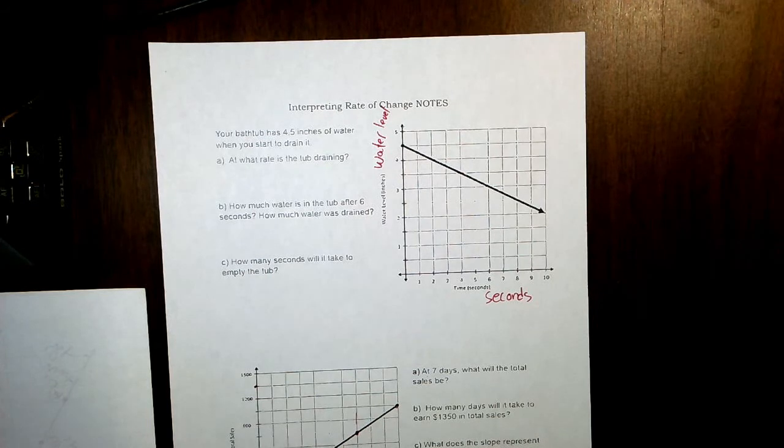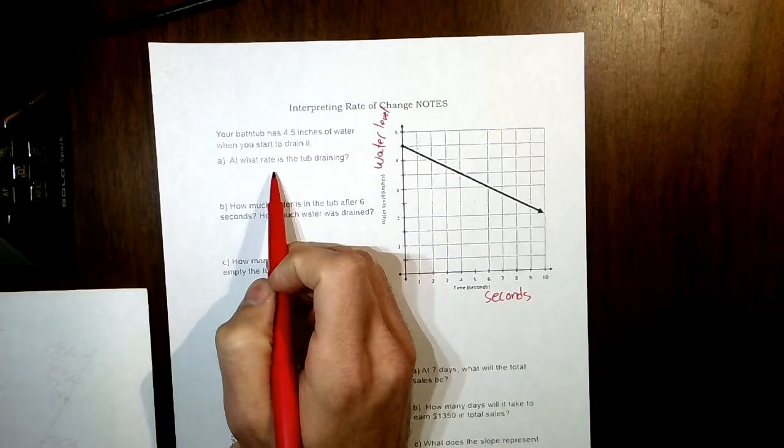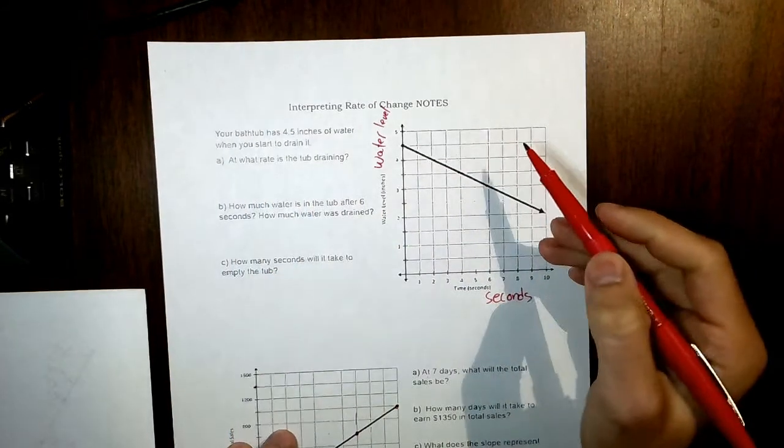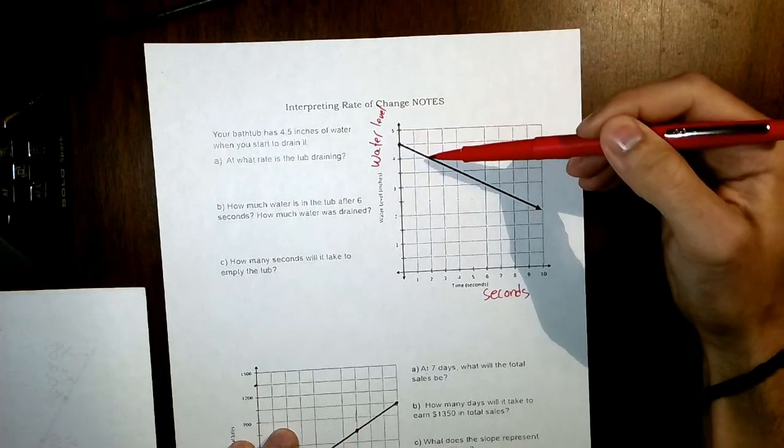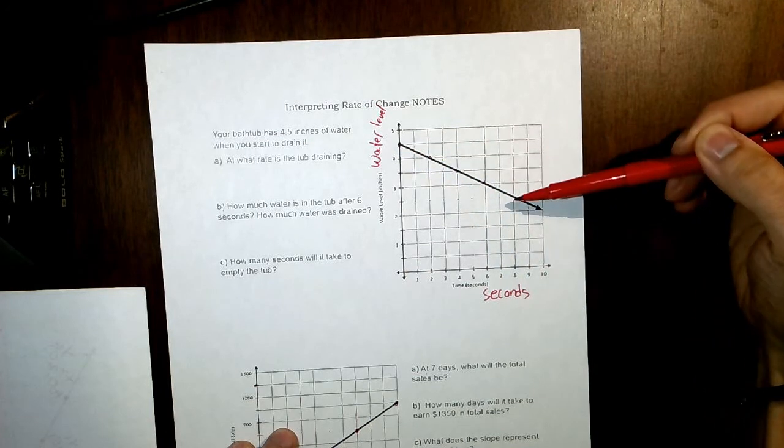All right. At what rate is the tub draining? They just come out and ask: what's the slope? What's the rate of change? Well, we can plot some points. I'm going to plot here, here, here, here, here.